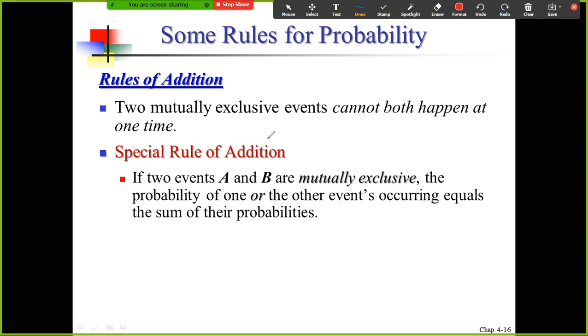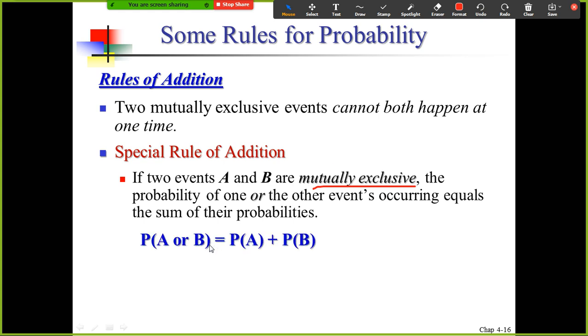In order to study the special rule of addition, you need to have at least 2 events or 2 outcomes that are mutually exclusive. So the probability of one event or the other one is equal to the sum of their probabilities together. Okay, this is a formula. That's why the probability of A or B equals the sum of the probability of A and B together.